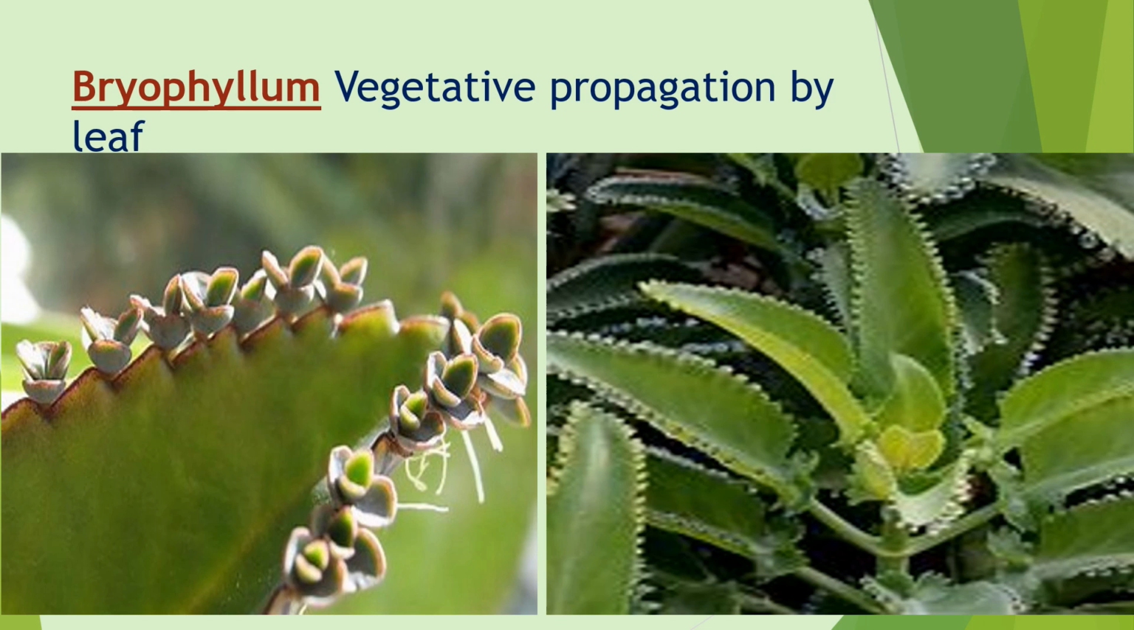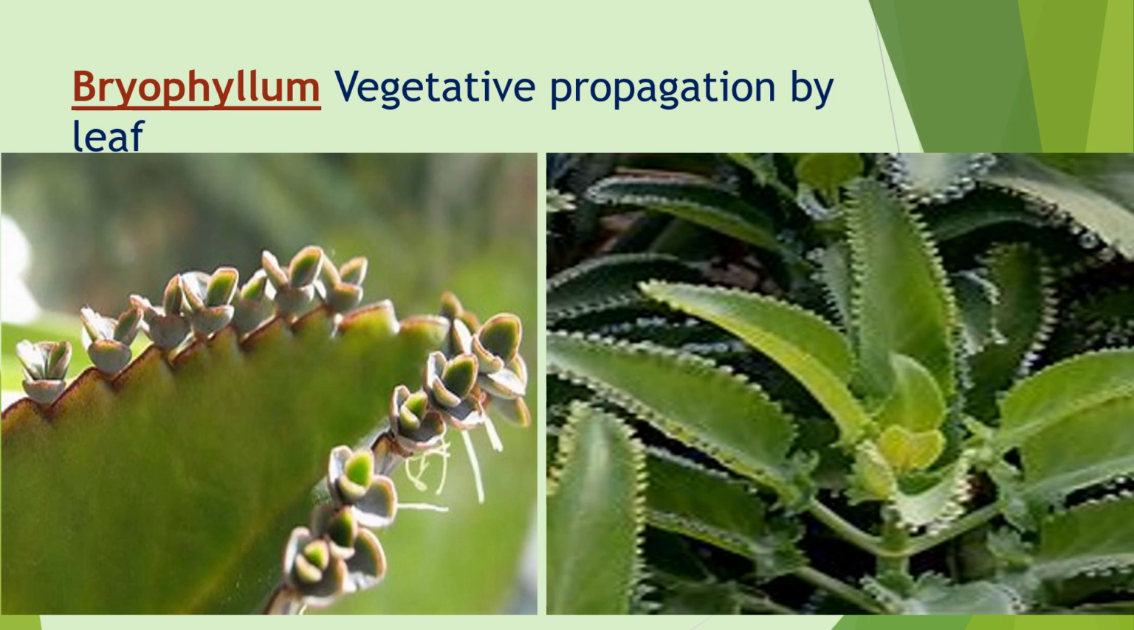Leaf, example from a leaf, the potato, and that was the example of stem. Now leaf, bryophyllum leaf, it can give rise to a new plant. The notches of the leaf are producing the new plant, and which will detach from the body and grow into a new plant when in contact with the soil.